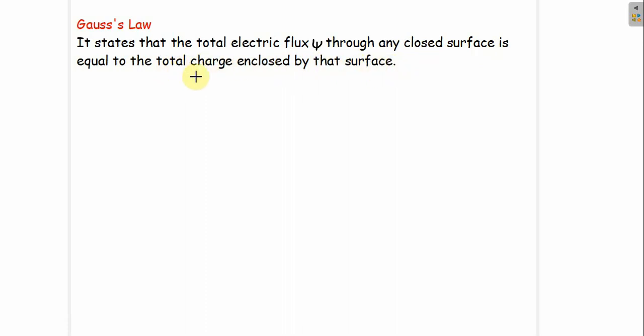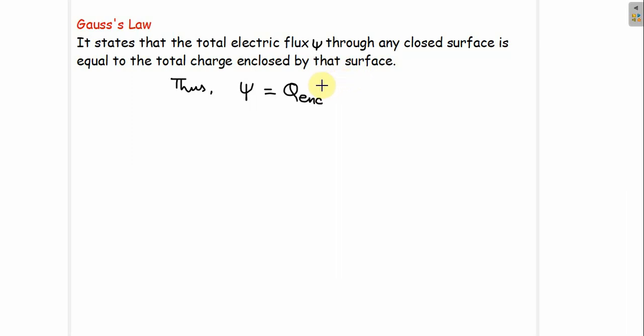Okay, so if we represent it mathematically, how can we write? Thus the total electric flux through any closed surface is psi, and this is equal to the total charge enclosed by the surface. Let it be Q ENC, ENC for enclosed, representing the total charge enclosed by that surface.